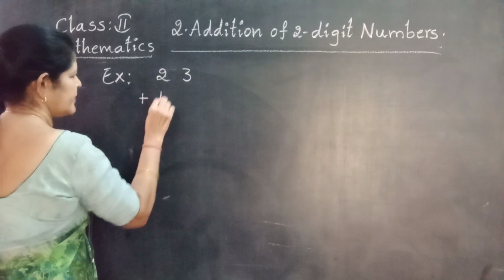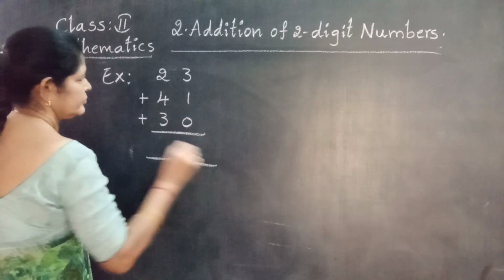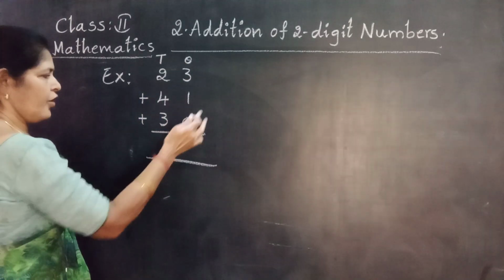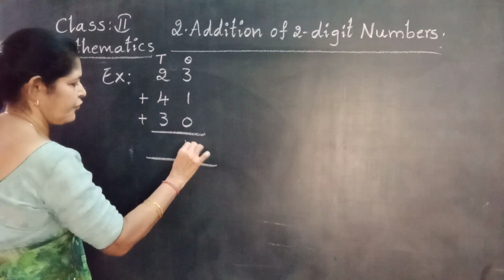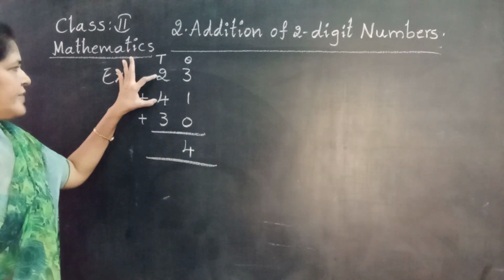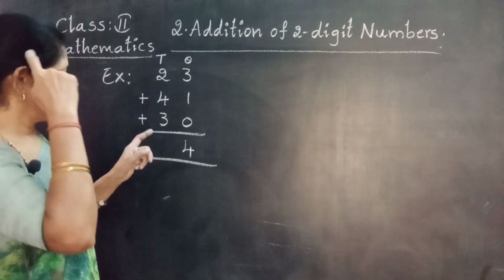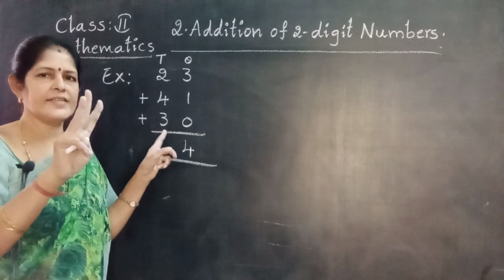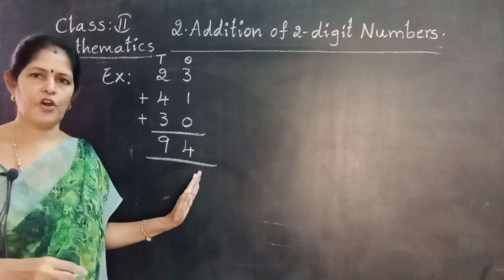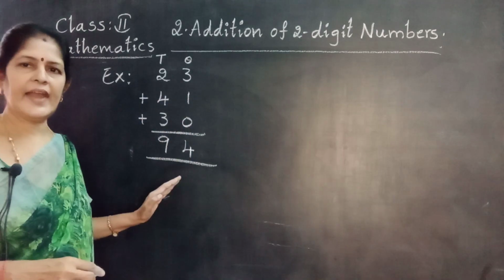Another example. 23 plus 41 plus 30. Ones place, tens place. 3 plus 1, 4. No need to add 0. Write 4 in the ones place. Now come to the tens place. First add these two numbers: 2 plus 4. Take 2 fingers, 4 after: 5, 6. Keep 6 in the mind. Take 3 fingers, 6 after: 7, 8, 9. What is the total? 94. 23 plus 41 plus 30, we get 94.